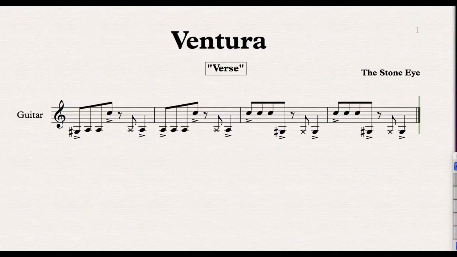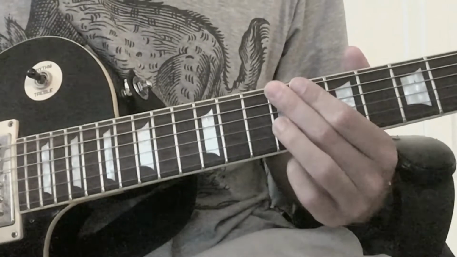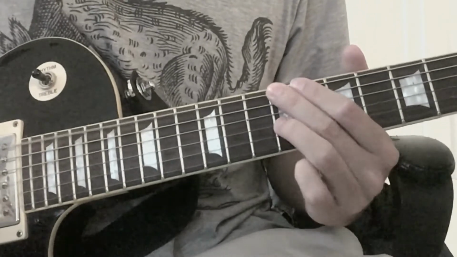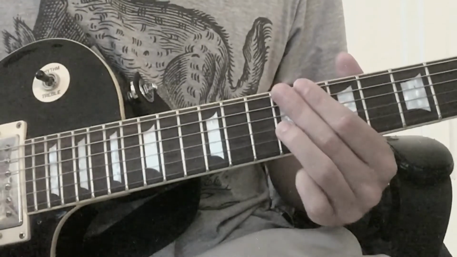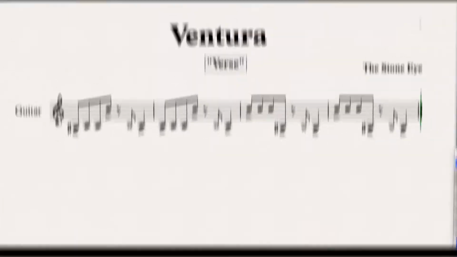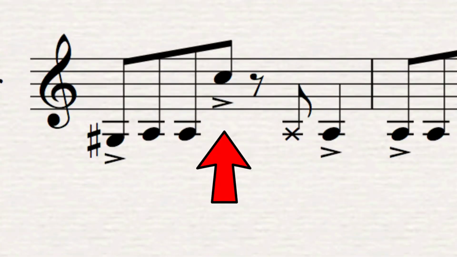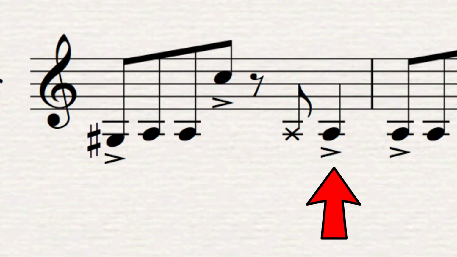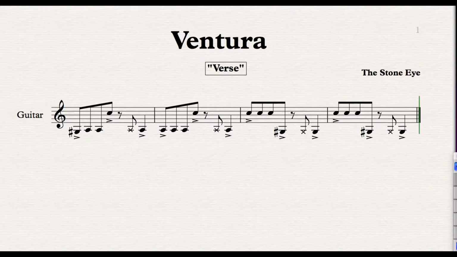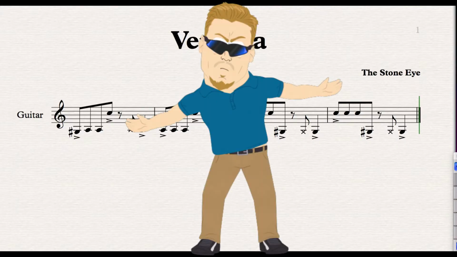If we look at the verse of Ventura, we have a rhythm that emphasizes beat 1, the and of beat 2, and finally beat 4. So besides the first beat, we're basically just stressing all weak beats. Sup, bro? This particular rhythm has a name, the Tresillo rhythm. The Tresillo rhythm has its origins in Cuban, Caribbean, and sub-Saharan African cultures, but now it's commonly seen in present-day pop music.